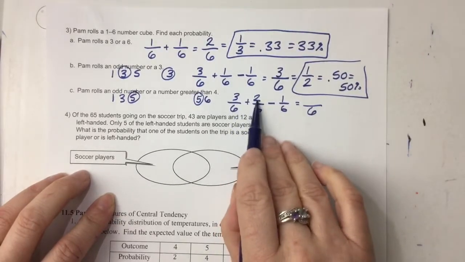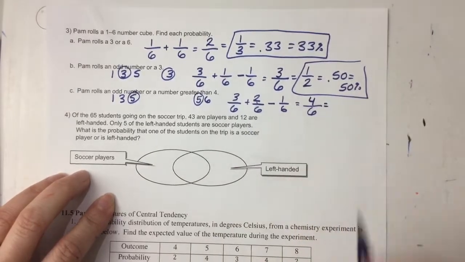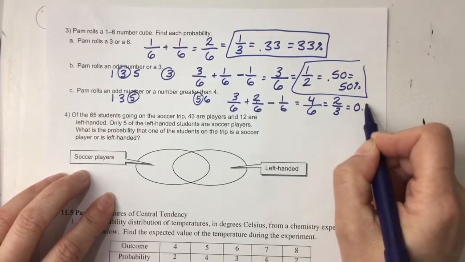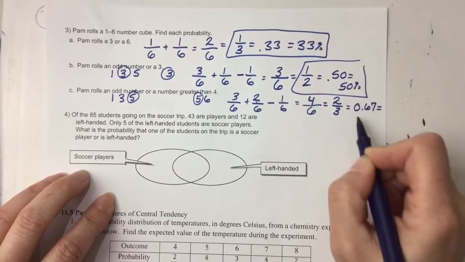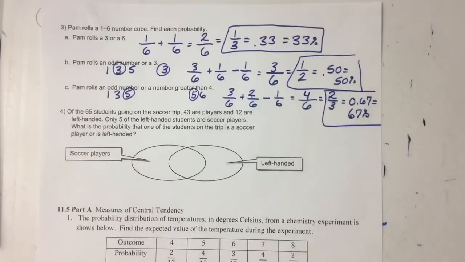3 plus 2 is 5. 5 minus 1 is 4. I can reduce 4 over 6 to 2/3, which is 0.6 repeating. So if I round it, it's 0.67. So there would be a 67% chance of that occurring.